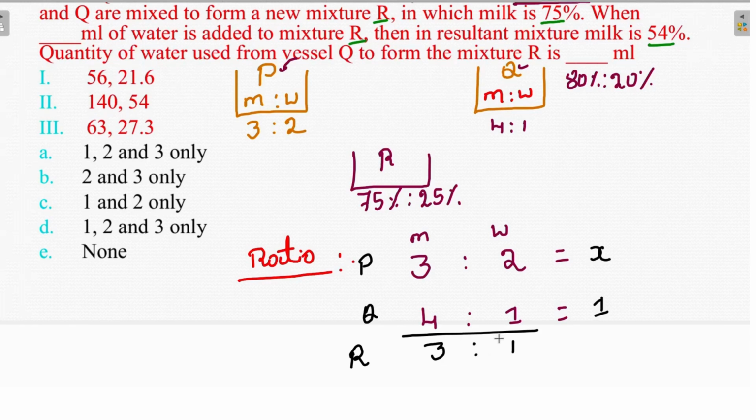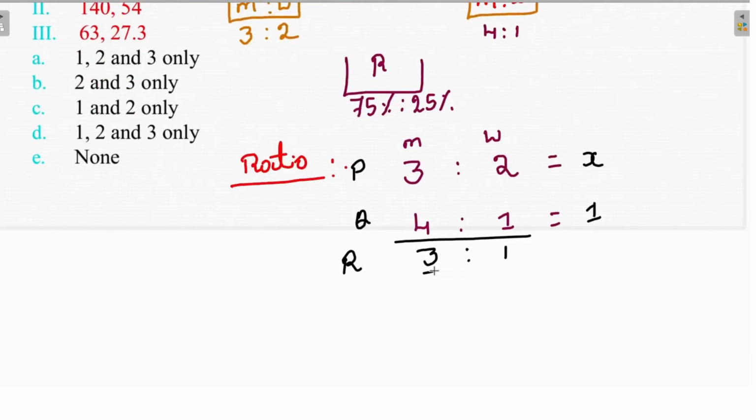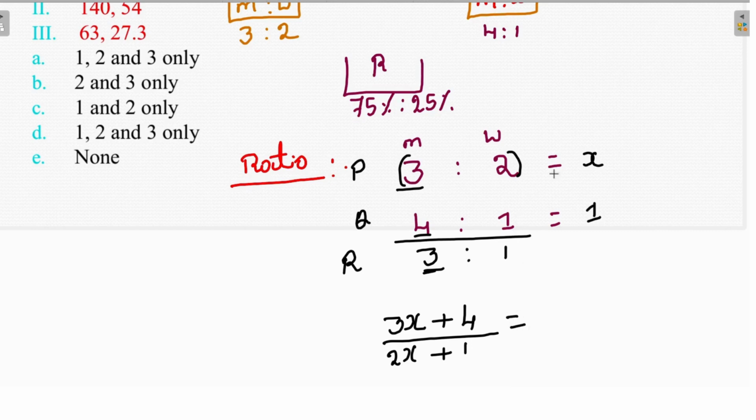Now how to write this equation? How are we getting this 3 value? If I add this and this, I will get 3, which means we have to multiply this equation with x, that will be 3x plus 4. Like that, if I add 2x plus 1, I will get 2x plus 1.